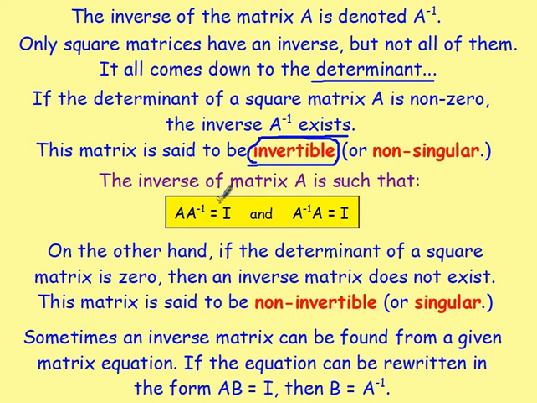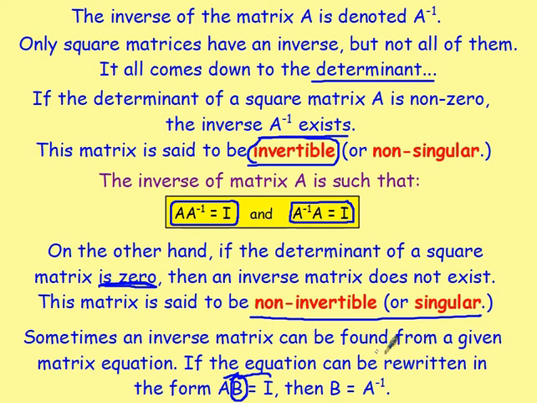It means then that the inverse of matrix A is such that if you have matrix A and you multiply it by its inverse, you will get out I. Or if you multiply the inverse by matrix A again, you get I. On the other hand, if the determinant of a square matrix is 0, well, what does that mean? No inverse! There is no inverse, and the matrix is said to be non-invertible, or singular. Sometimes an inverse matrix can be found from a given matrix equation. So if you can get the equation down to A times something equals I, well, that something is going to be the inverse.